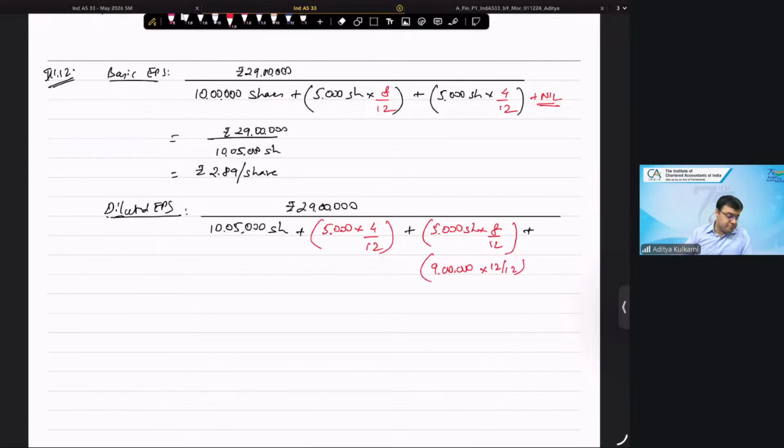Did you follow? Yes? Did everyone follow? Sir, if here profit is less than 20 lakhs, then we don't consider this, sir? You will not consider. Did everyone understand this 9 lakhs? Anybody who has not understood this 9 lakhs?